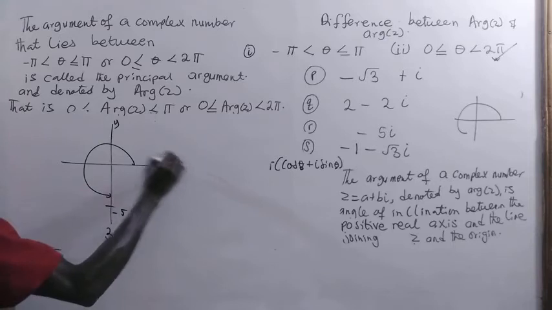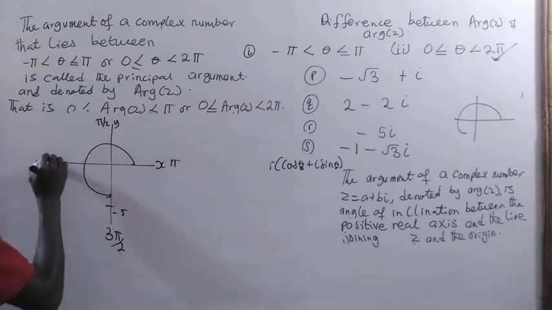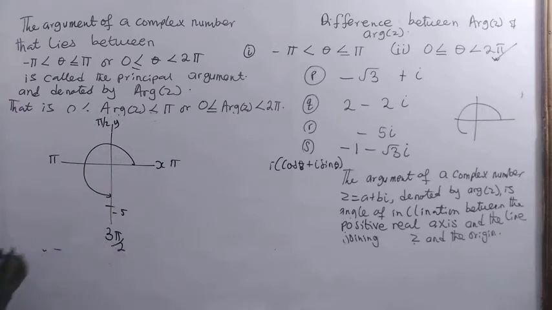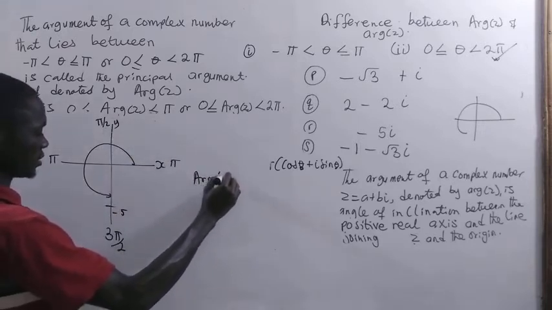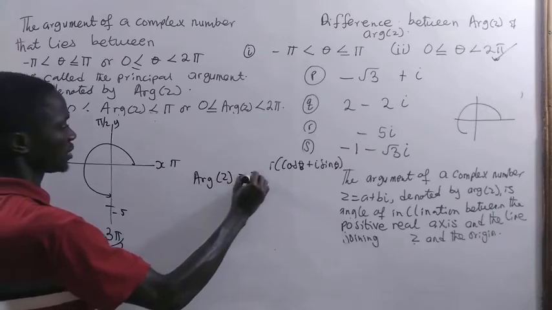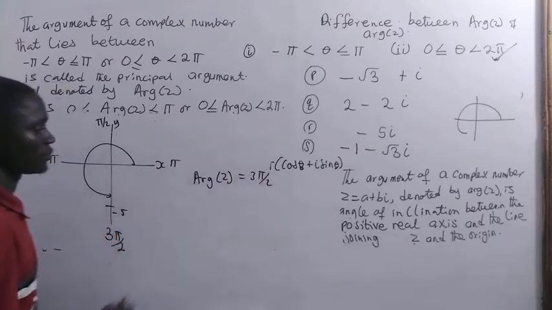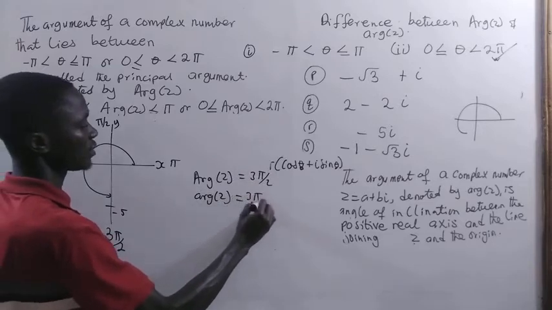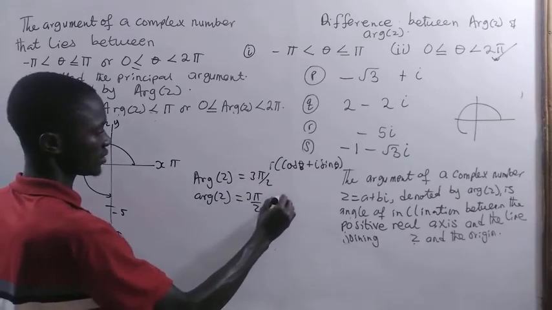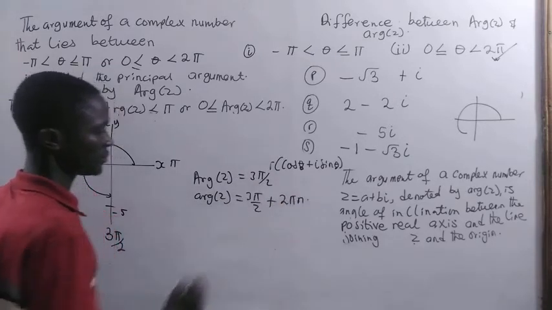This is pi on 2. You will come here to pi, and this is 3 pi on 2. Or this is pi plus pi on 2. It will give us this. So if you are to measure this way, then the principal argument of z is 3 pi on 2. And the general argument of z is 3 pi on 2 plus 2 pi n.